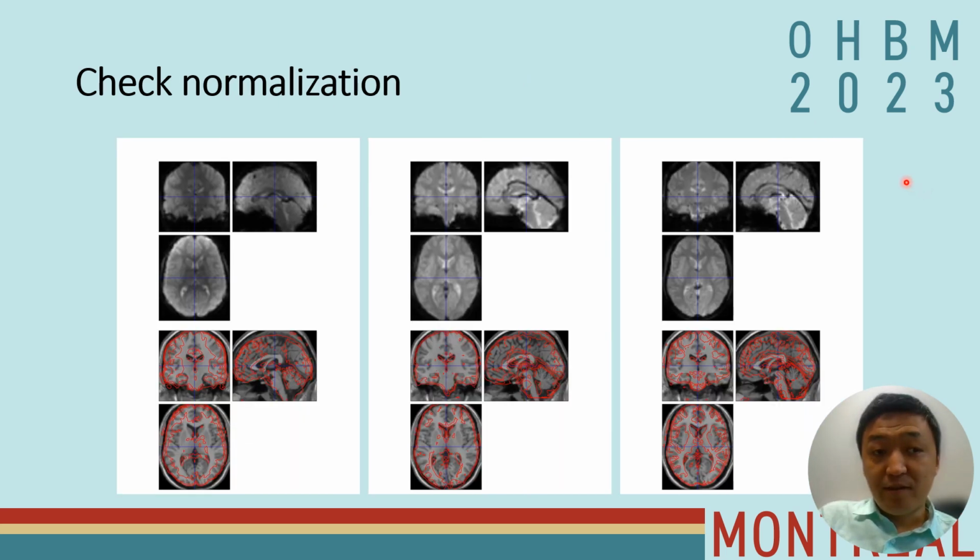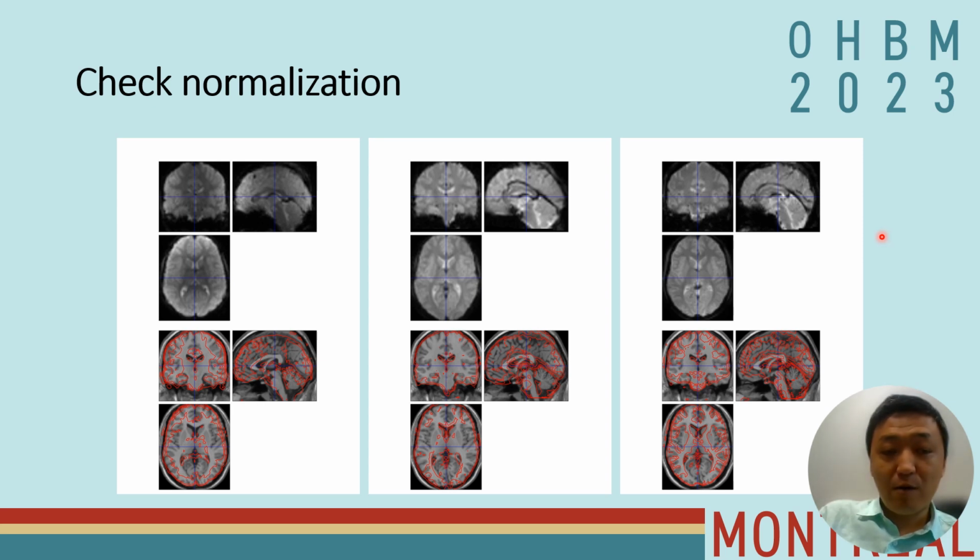And after normalization, the functional images of all the subjects are aligned into the MNI space. So it will be very helpful to check the registration of the normalized functional image with the template. And we can show this across different subjects to see the variability of the normalization across different subjects.